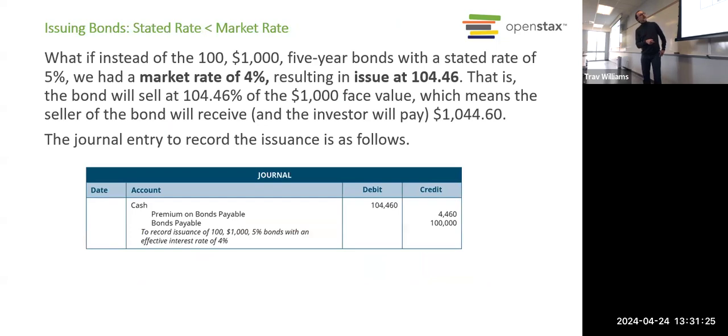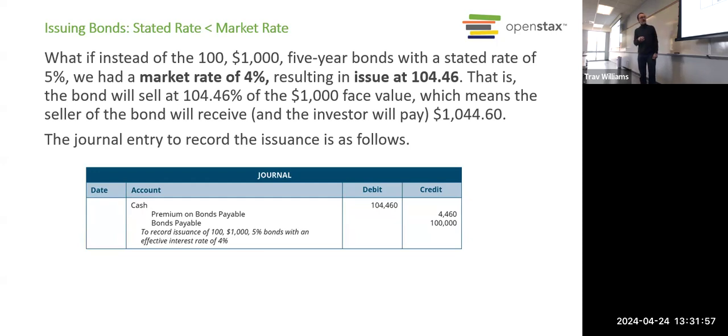What if we offer, let's see, a stated rate of 5%, but the market rate is 4%? Okay, again, now we're offering something better than what you could get in the market for a similar bond. Because of that, we could charge a premium. So if we do, let's say we collect $104,460 by selling the $100,000 face value of bond. I don't know if I said that right, but.